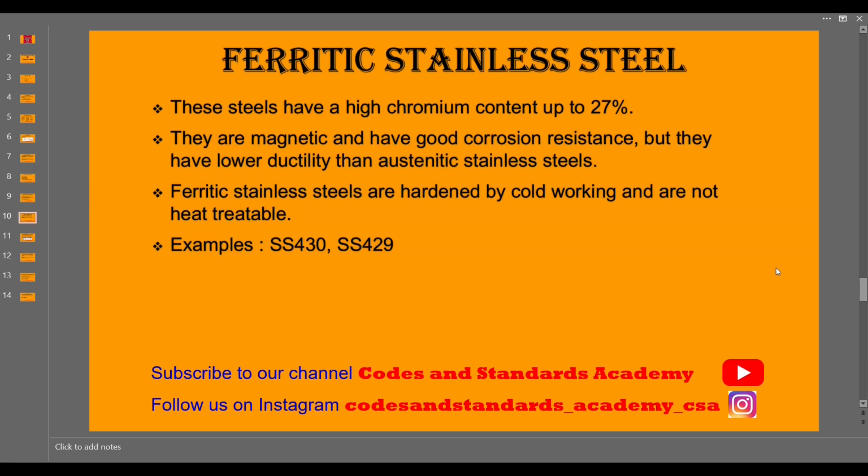Ferritic stainless steel. These steels have a high chromium content up to 27%. They are magnetic and have a good corrosion resistance, but the ductility is less when compared to austenitic stainless steel. Ferritic stainless steels are hardened by cold working and are not heat treatable. Examples for a ferritic stainless steel: SS430 and SS429.